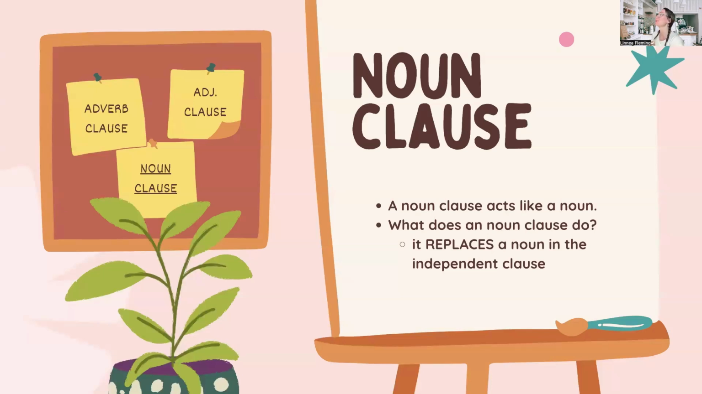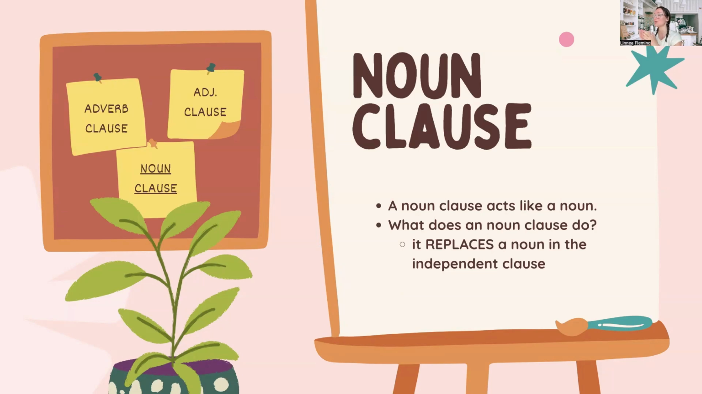Noun clauses are really, really cool. Now, what you're thinking is, wait, but didn't the adjective clause describe a noun? Okay, but noun clauses are different. An adjective clause describes a noun, meaning it comes after the noun, but a noun clause acts like a noun.